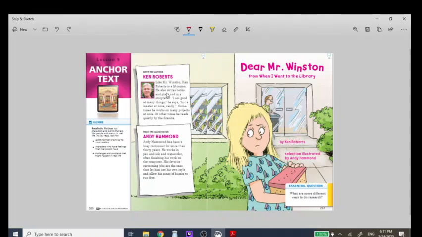And what is this building? Yeah, it is a library. Now, who's Mr. Winston? This girl or that man? Yeah, that's correct. Mr. Winston is that man. So here, this is Mr. Winston. And who's Mr. Winston? We infer that he is the librarian. I'm sorry, this handwriting is so bad, but we infer that he is the librarian, okay?